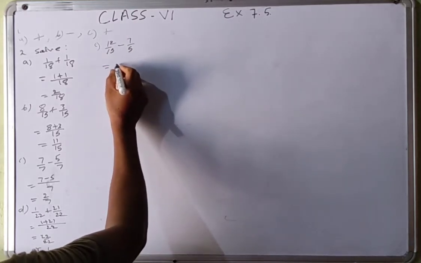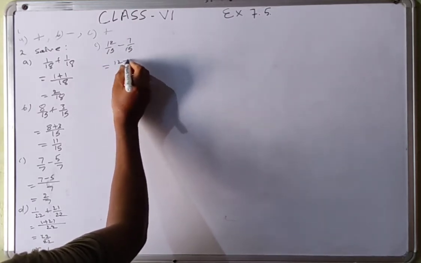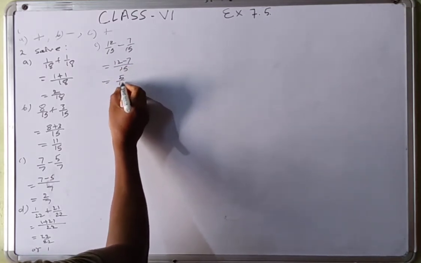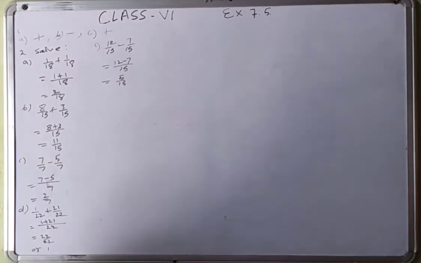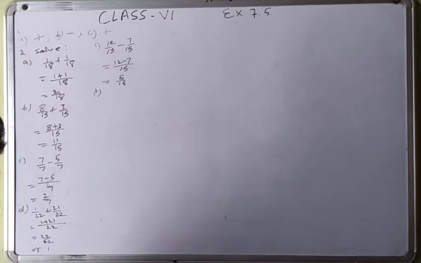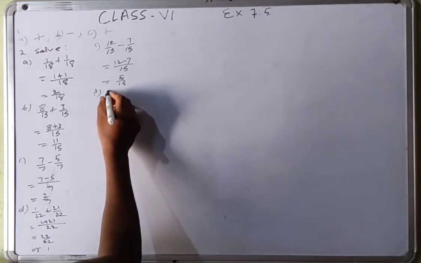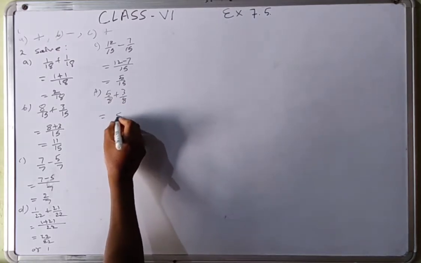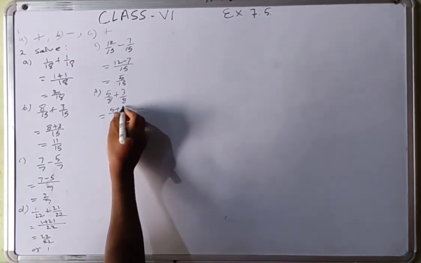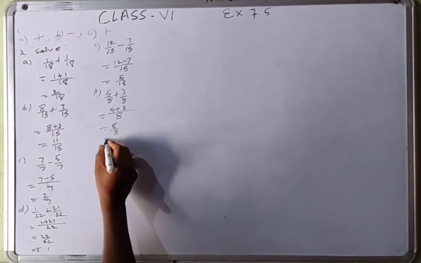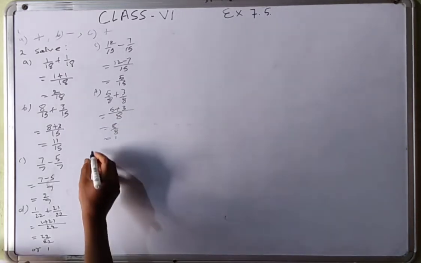Similarly, 12 minus 7 upon 15. So 12 less 7, 5 upon 15. Or you can reduce also, that can become 1 upon 3. F part, 5 upon 8 plus 3 upon 8. Similarly, 8 is the same. So 5 plus 3, that will be 8 upon 8. So that will also be 1 by cancelling.